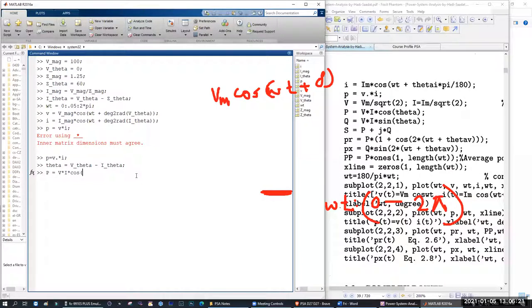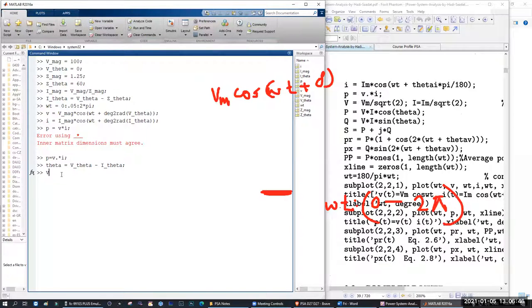cos theta. Now here is a problem. The problem is the capital V we haven't actually introduced, right? Capital I we haven't introduced yet. These are the RMS value. This is the maximum value, that means the magnitude. This is the maximum value, that is the magnitude. But this one is RMS. That's why they have given a square root division, right? Can you see that? So we cannot write that yet.